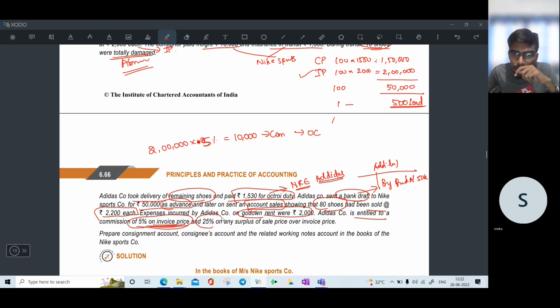Then 25% of any surplus of sale price over invoice price. Do you understand the meaning of this? Tell me. Take your time and say. Tell me whether you understand the meaning of that last sentence.